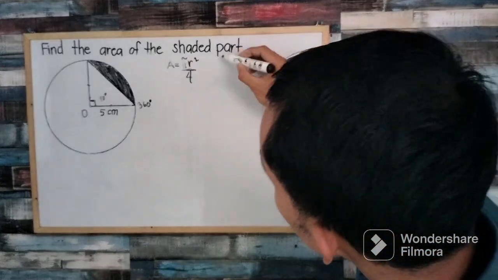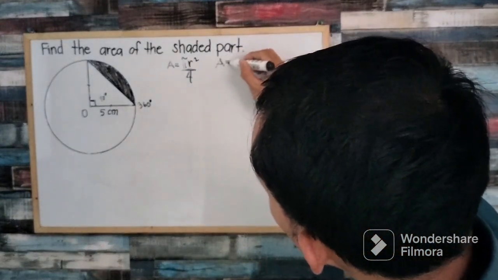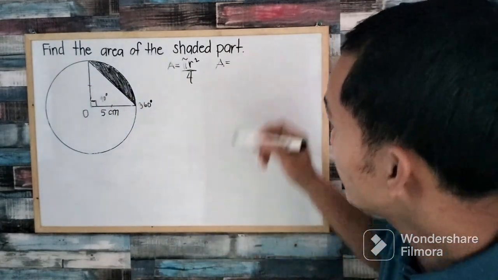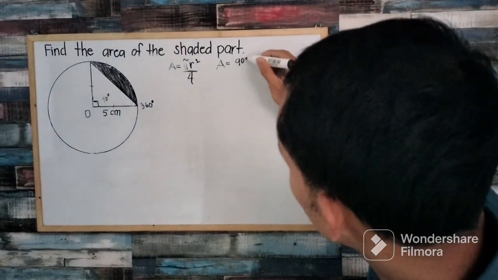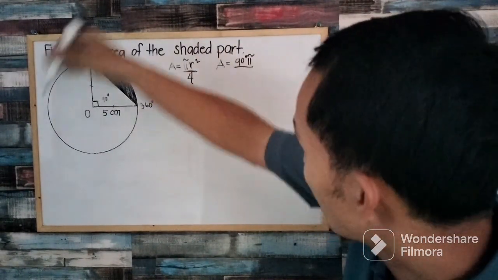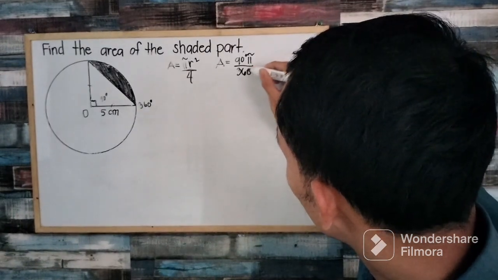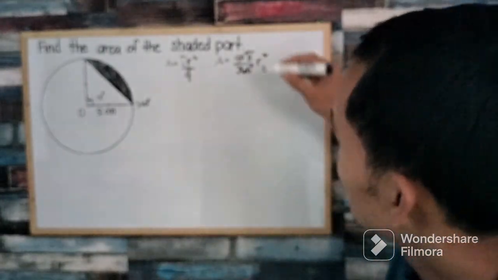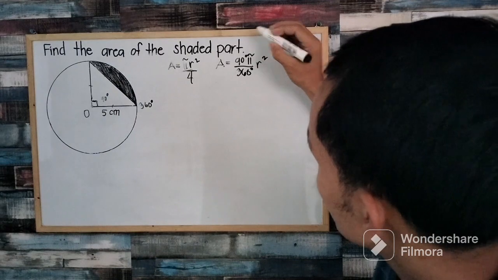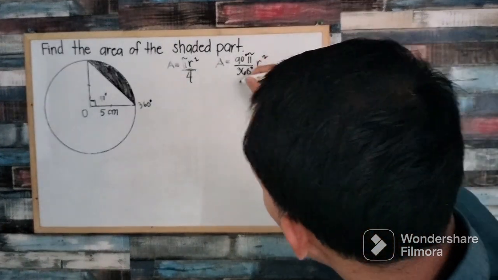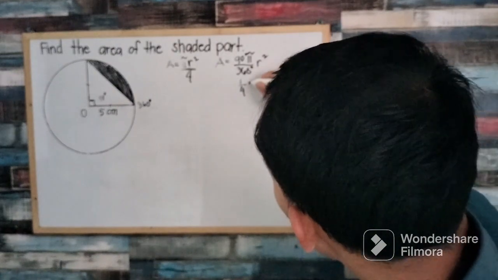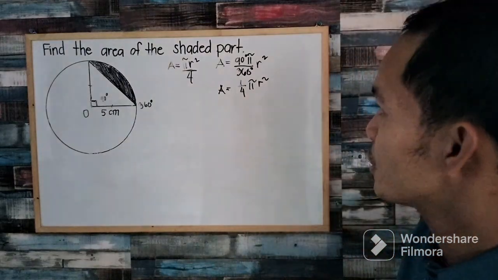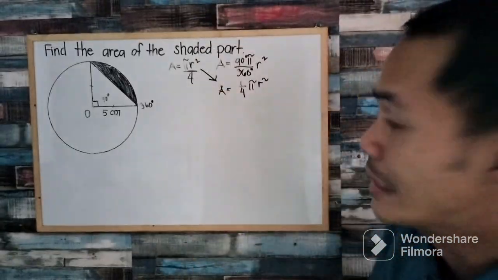Paano ba natin kinukuha to? We can also do this one. Okay? Diba yung measure dito ng angle is 90 degrees? Pwede din natin gamitin to 90 degrees over the whole, which is 360 degrees, times pi r squared. And of course, 90 over 360 can still be simplified. So, 90 over 360, that is the same as 1/4, right? 1/4 pi r squared. So, area is equal to 1/4 pi r squared, which is the same.